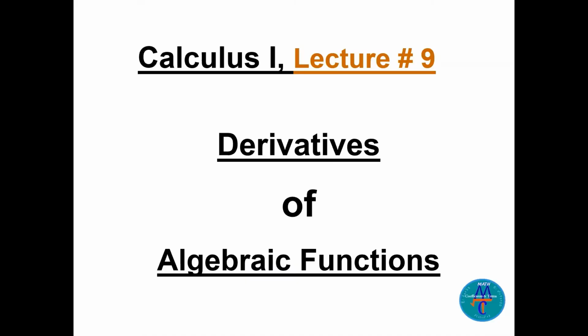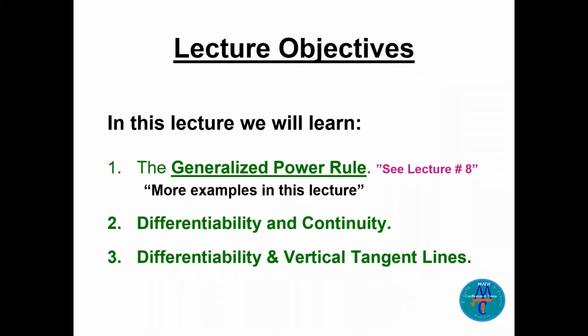This is lecture number 9 from Calculus 1 lectures, derivatives of algebraic functions. The objectives of this lecture: we will look at the generalized power rule, which we have seen already in lecture number 8, but we will see more examples. Then we will look at differentiability and continuity. Also, differentiability and vertical tangent lines.